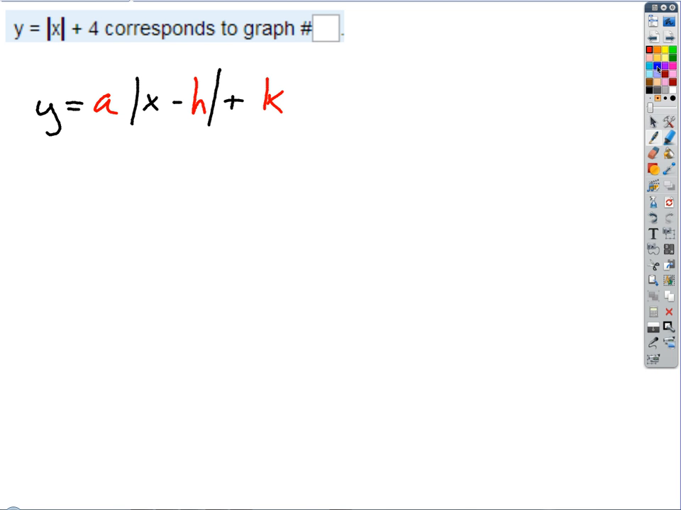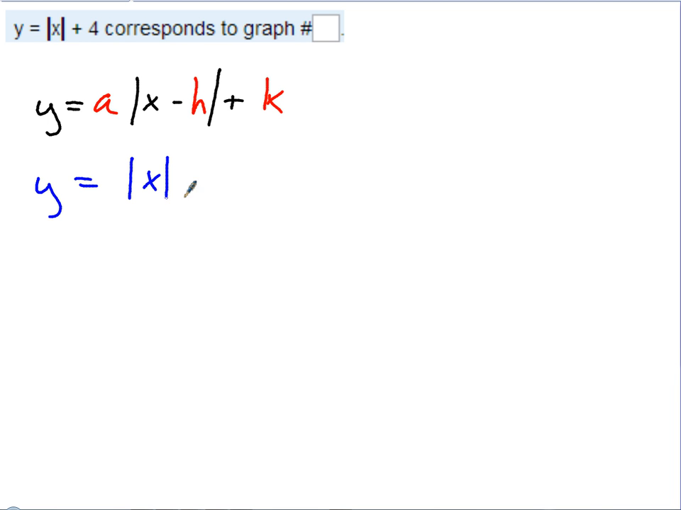So if I compare, here I've got y equals the absolute value of x plus 4. What values would I have to plug in for A, H, and K? What's A going to be? 1. Yeah, we know A is 1. What's H? 1 or 0. It can be 0, because if it doesn't show up, then it must be 0, right? X minus 0 is the same as x.